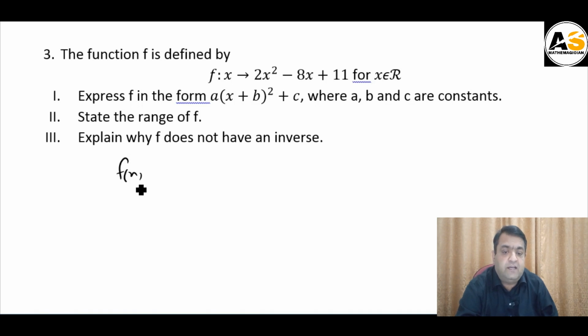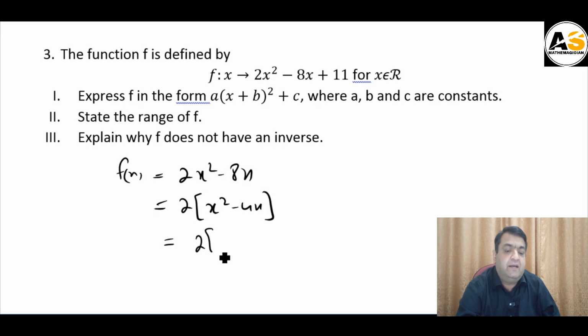F of x is equal to 2x square minus 8x. Coefficient of x square is positive, but it is not 1. As we learned in our quadratic section, we will take 2 out of the first 2 terms, and then we will complete the square within the bracket. Half of minus 4 is minus 2. Its square will be added and subtracted. The first 3 terms will complete the square, x minus 2 whole square. This will be minus 8.